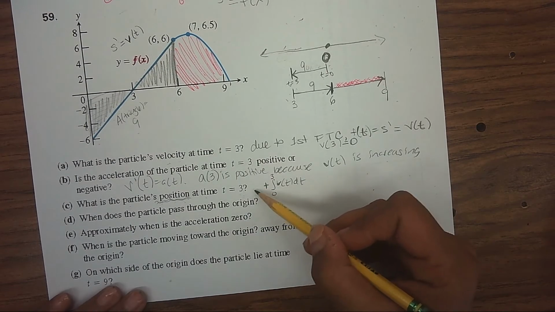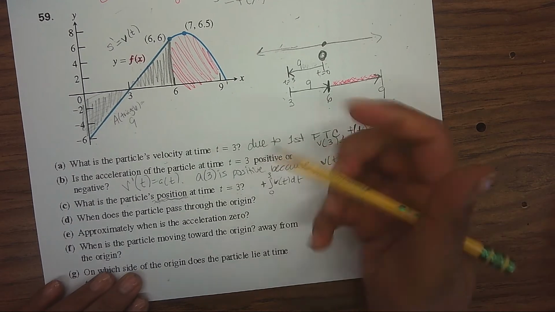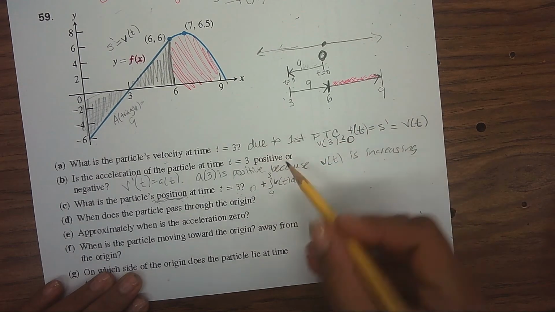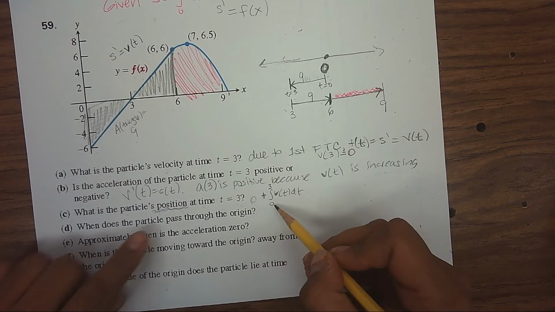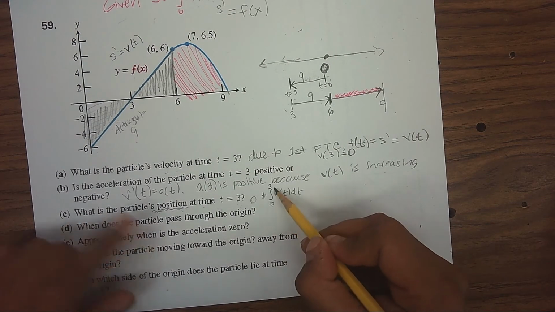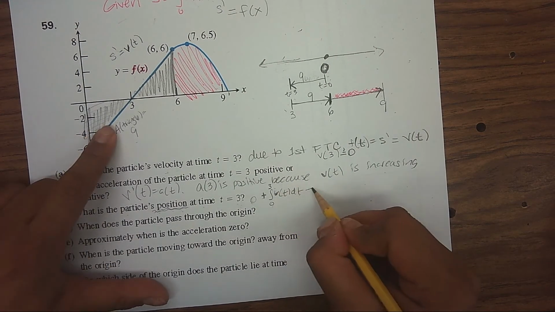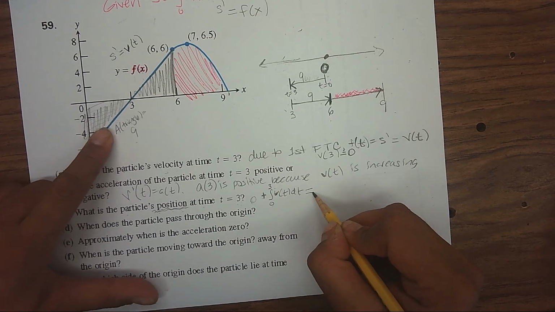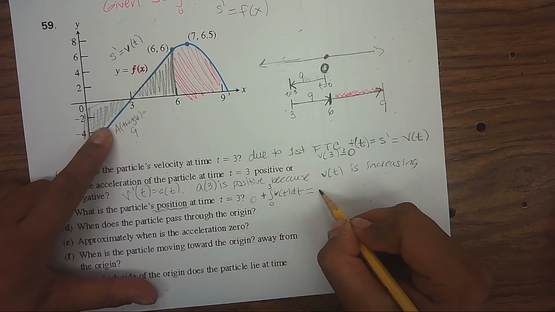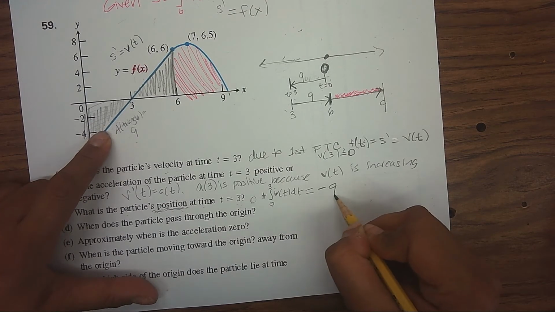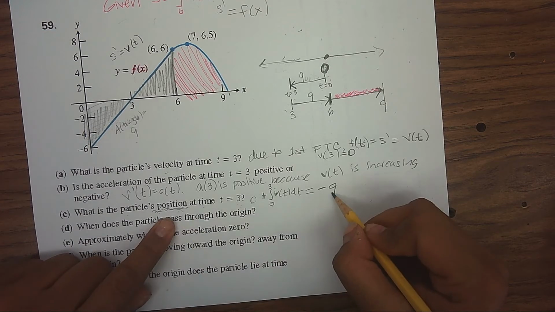This problem did not say anything about the initial position being somewhere different than at t equals 0. So technically this is just 0. It's silly to even write that in. The integral from 0 to 3, I already did that. It represents the area of the triangle. Again, I'm sorry, it's not the area. It's the integral, so it's -9. That is the particle's position.